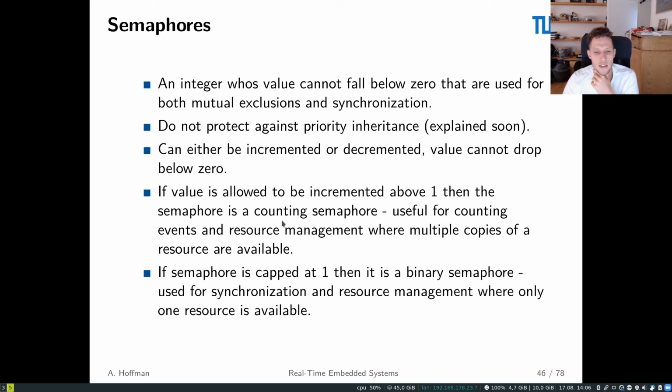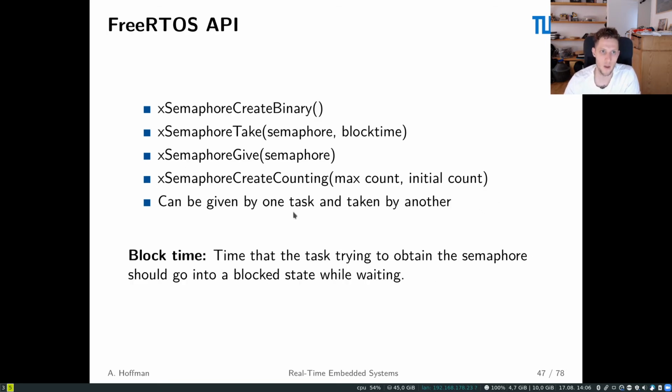And if the value is capped at 1, we call this a binary semaphore, meaning that it can only ever be taken once and then returned. It can't be taken multiple times. That would be a counting semaphore, right?